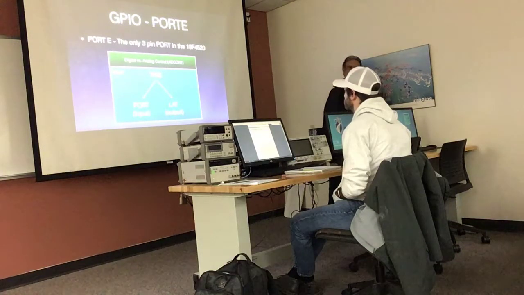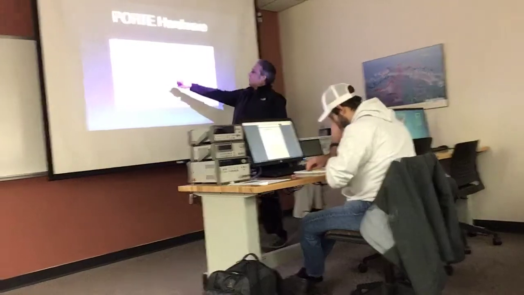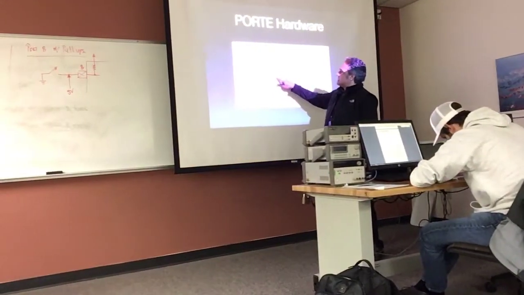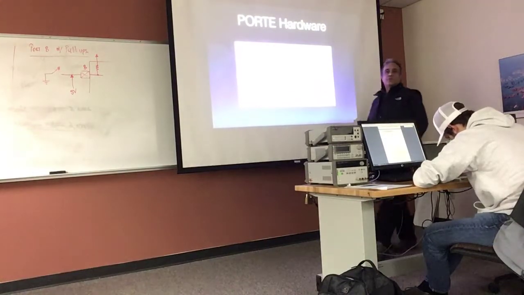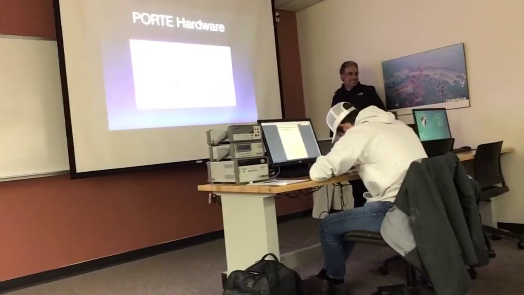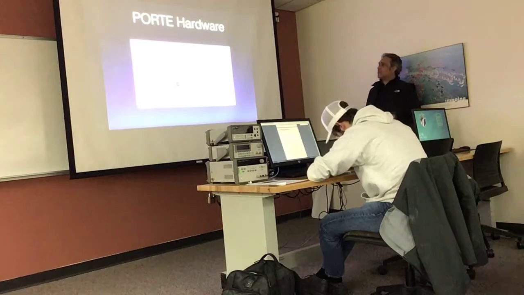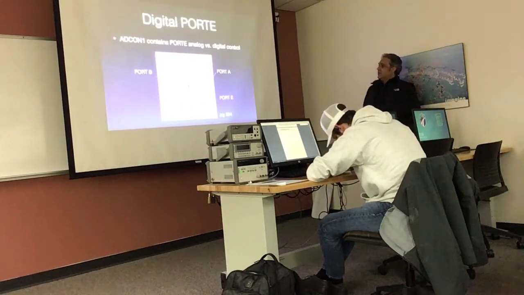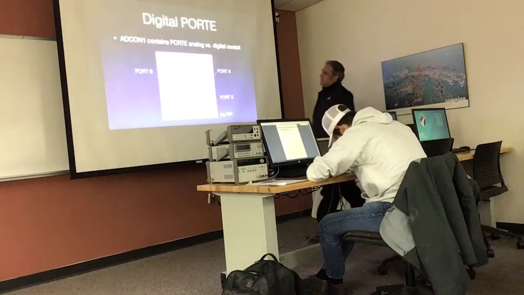Port E, that needs analog. See that? Look at port E. Port E contains analog 5, 6, and 7, right? So port E also contains an analog circuit in it. So we have to worry about it. So there is the port E right here in the middle.